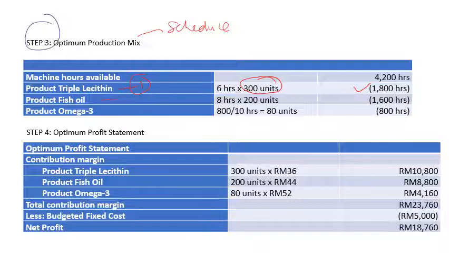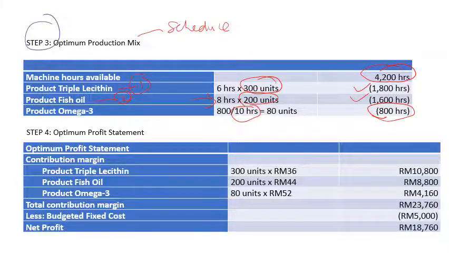Second ranking product in this case is our fish oil. Maximum demand 200. 1 unit requires 8 hours. And then if we produce according to maximum demand, we will utilize 1,600 hours. Maximum hours available 4,200. If you minus 1,800 and 1,600, so we still have balance 800 hours to produce third ranking product. So third ranking product, 1 unit requires 10 hours.